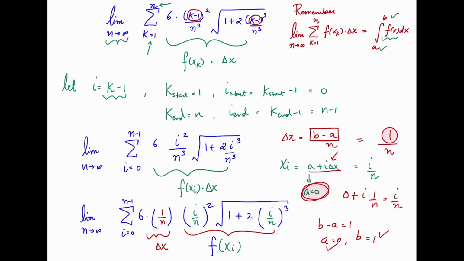So this integral is going to be from 0 to 1 of 6 times x squared times the square root of 1 plus 2x cubed dx. Once you pick up our a and b values, that's out of the way. You just have to see that whatever the framework of the function is, that's what f of x is going to be. That's how you lay it out.